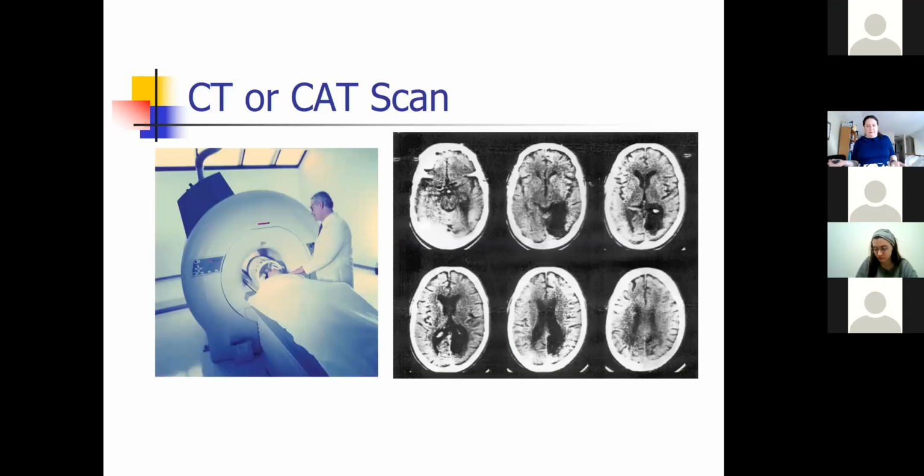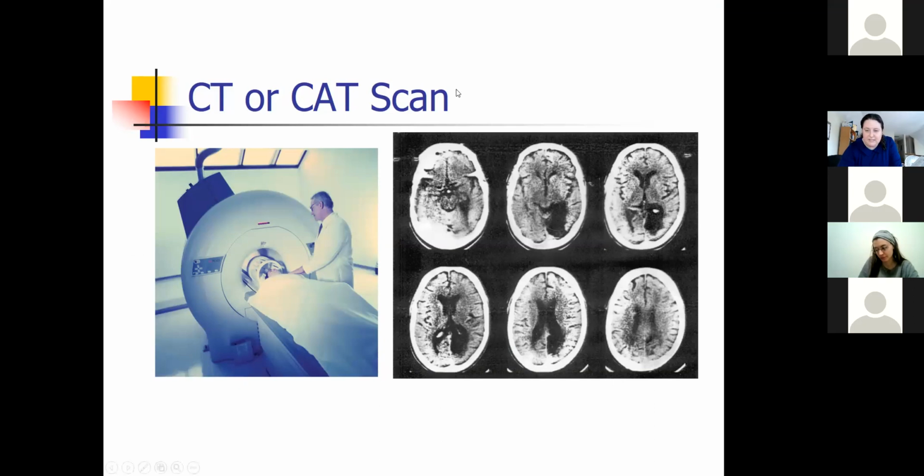So the one that I think people know the most for this is the CT or CAT scan. This stands for computerized axial tomography. No, you don't have to know what it stands for, just know the acronym CT or CAT is fine. And it basically uses X-rays of the brain structure taken at different angles.